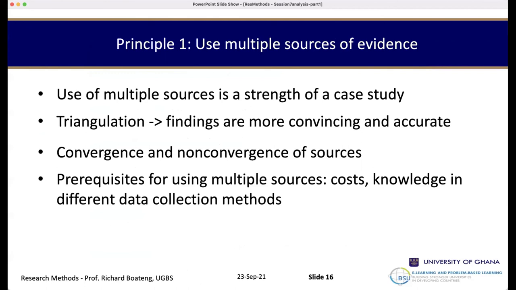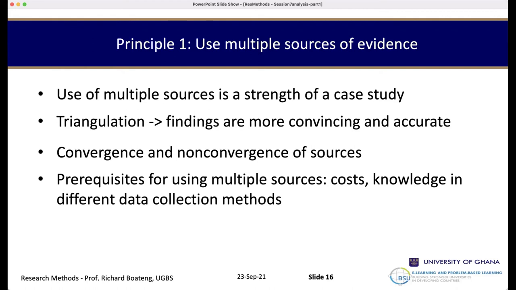Okay. So principle one, whenever you are doing a case study, use multiple sources. Even in writing the case, don't use only a single source. Why is Prof talking about how we should do the case when we're talking analysis? Because data analysis starts from the data collection. That is why we are going back again. So don't be so worried about that.